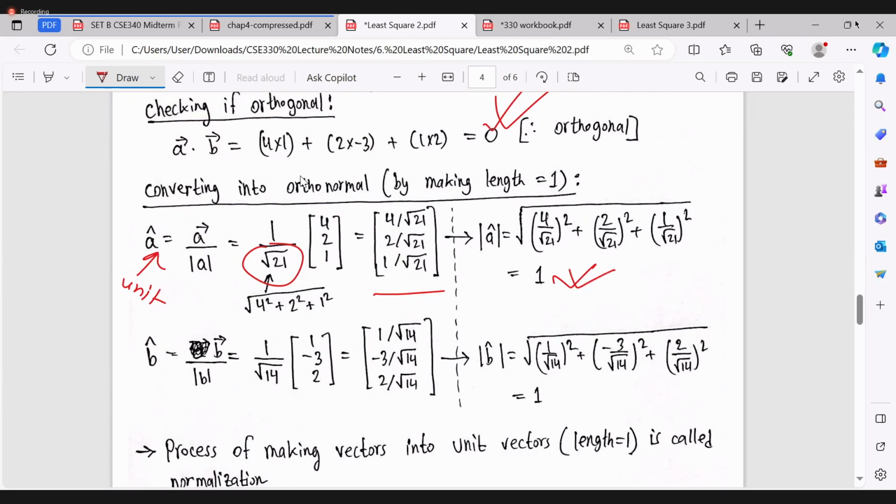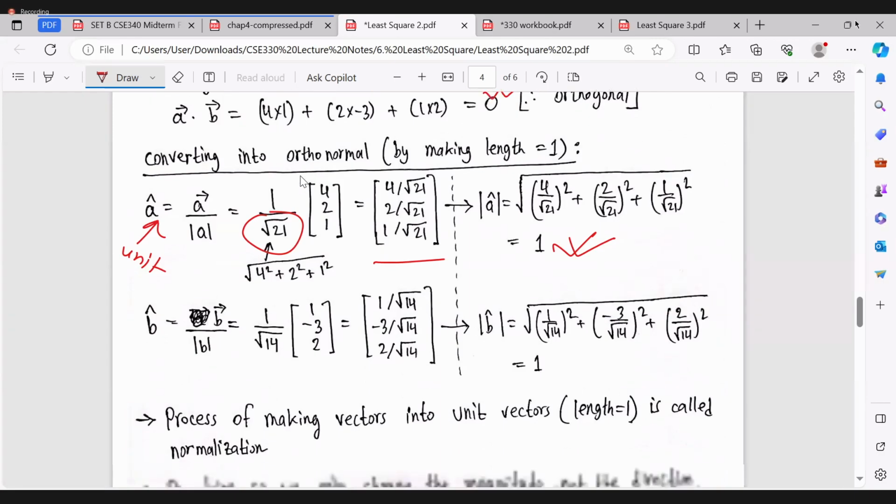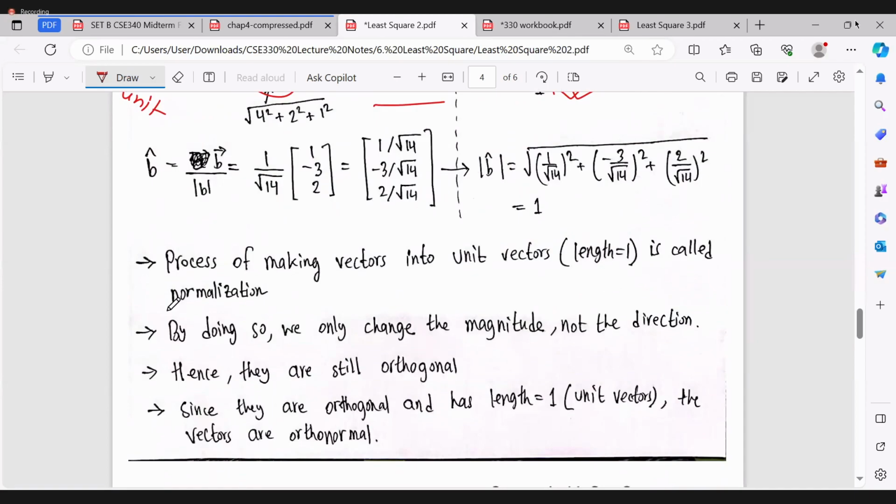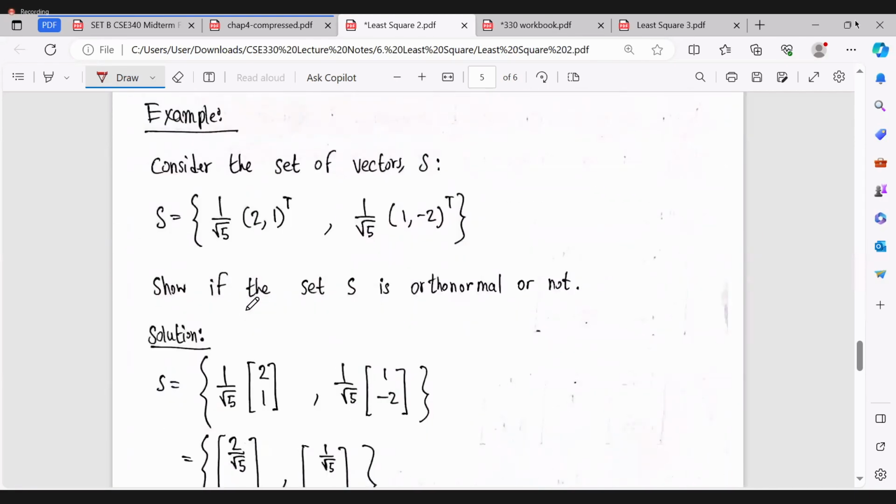So even if your vectors are not orthonormal, if they're orthogonal, you can make them orthonormal by normalizing the vectors. What do we mean by normalizing the vector? That means making the length of the vector equal to 1, which means dividing the vector by its magnitude. We do the same for B, and we call this normalization.